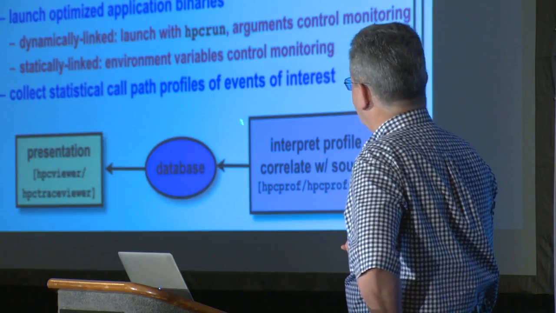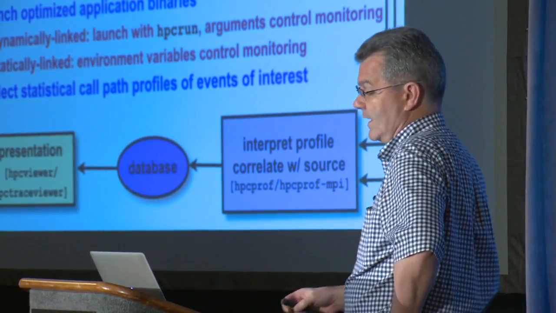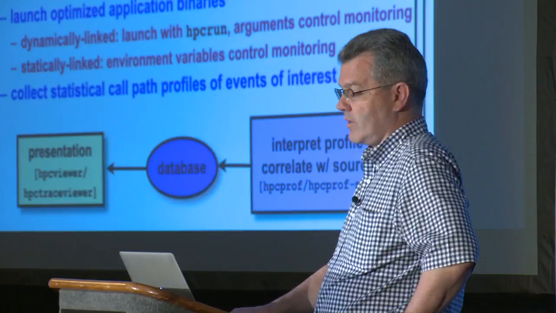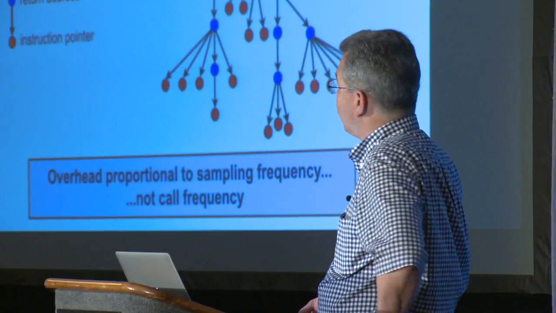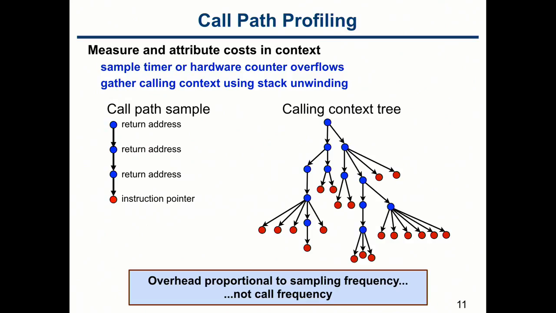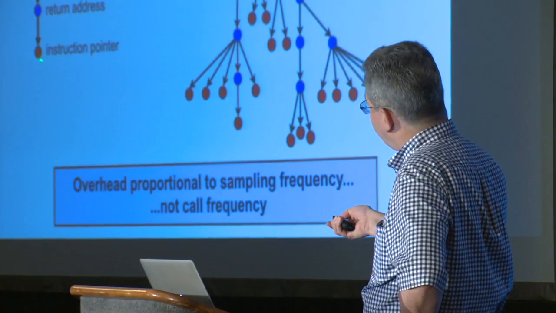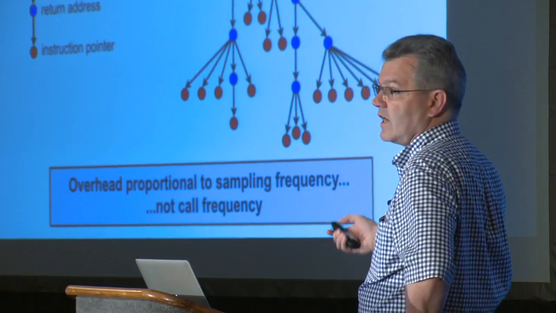What it'll do is collect statistical call path profiles for events of interest. So what do I mean by a call path profile? We're setting up either hardware counters to overflow with a particular threshold, or we're setting up a timer to interrupt your program periodically. And then every time we get one of these interrupts, we'll note that I'm at a particular instruction in the program. I'm at some instruction in routine C when called from B, when called from A, when called from main. And so we find out where you were, and we find out the context that you were in.